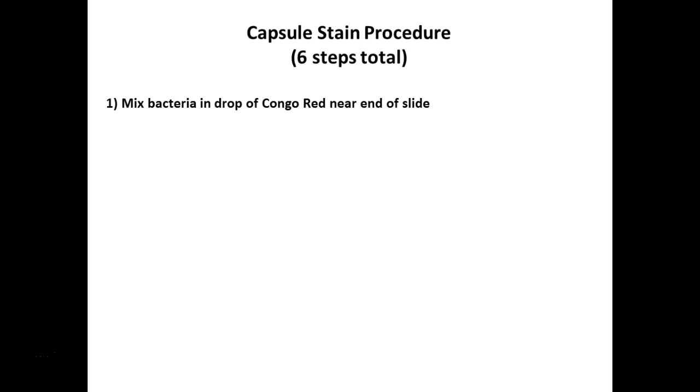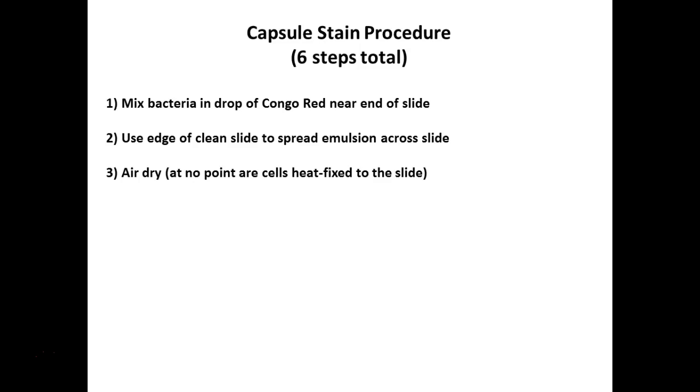So really important, there's some steps in your protocol that you probably wrote down that we're not going to follow. So we are going to put the Congo red on the slide and mix the bacteria in. This is very reminiscent of what we did last week, the staining procedure that started out with the dye on the slide and adding the bacteria. The negative stain, right? So we're basically going to start out like a negative stain. We're going to use the edge of the slide and spread it out.